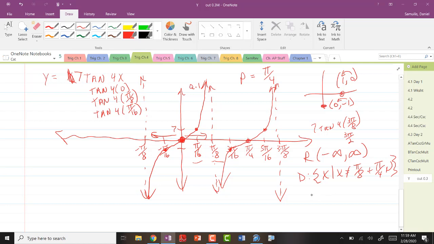Somebody's phone went off. And then the asymptotes are x equals the same thing, and we'll end this little ridiculous show. All done.